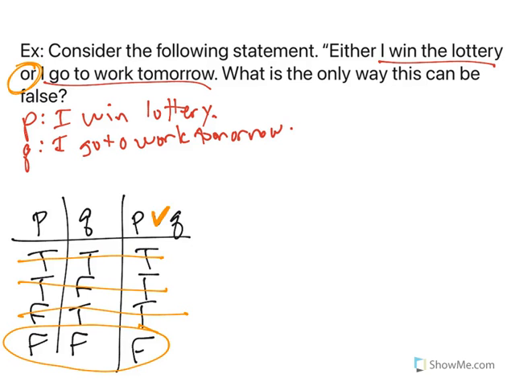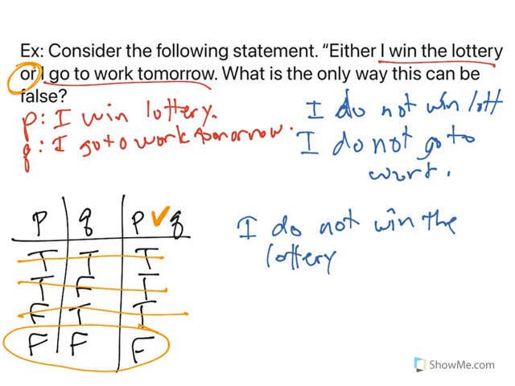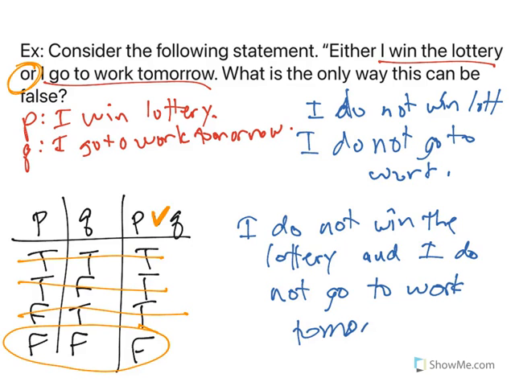If P is false, okay, well, how do I make P false? I do not win the lottery. Okay, well, how do I make Q false? I do not go to work. So the only way for this to be false is if I do not win the lottery, and I do not go to work tomorrow. So that is the absolute only way this could be false.